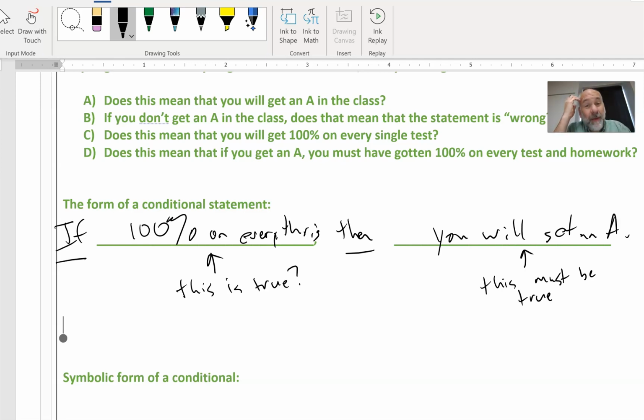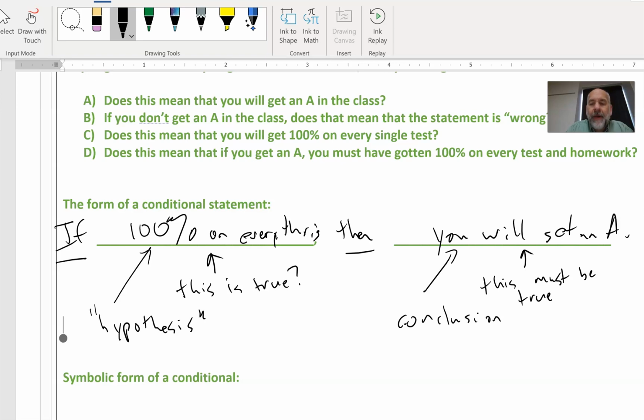Now, just to give us some vocab, so we can talk about it easier, this first part, what's underlined right there, without the if, is called the hypothesis. And the second part is called the conclusion. Hypothesis and conclusion. And so a true conditional statement is anytime the hypothesis is true, then you know the conclusion has to be true. There's no wiggle room on this. But it doesn't go any further than that. So if the hypothesis isn't true, you don't know anything.